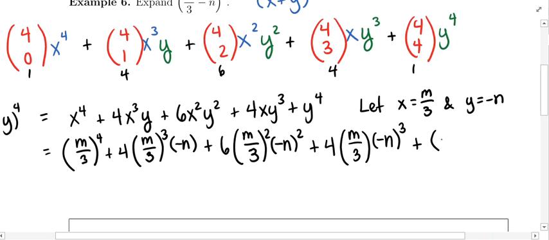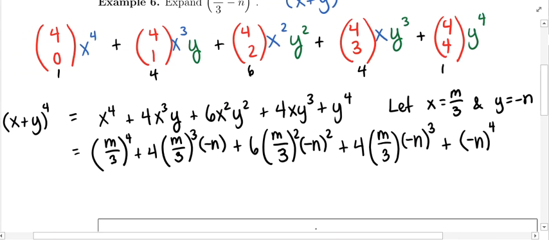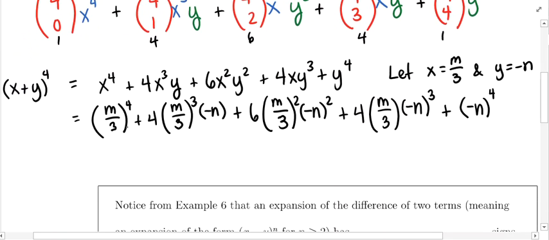We're replacing y with negative n and then raising that to the fourth power. So now we need to simplify this, and then that will be our expansion. So let's do this. If we look at this first term, m divided by 3 raised to the fourth power, if you raise a fraction to a power, you have to raise the numerator to that power and the denominator. So this is going to be m to the fourth divided by 3 to the fourth.